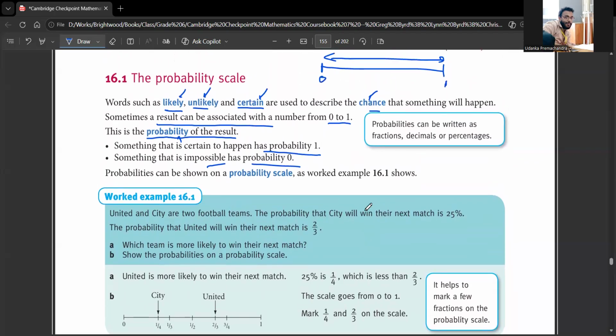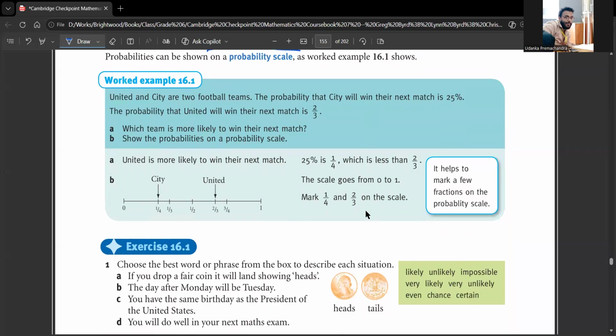According to that, you can draw the probability scale. For example, look at this example: United and City are two football teams. The probability that City will win their next match is 25%. The probability that United will win their next match is 2 over 3. Which team is more likely to win their match? And show that on the probability scale.